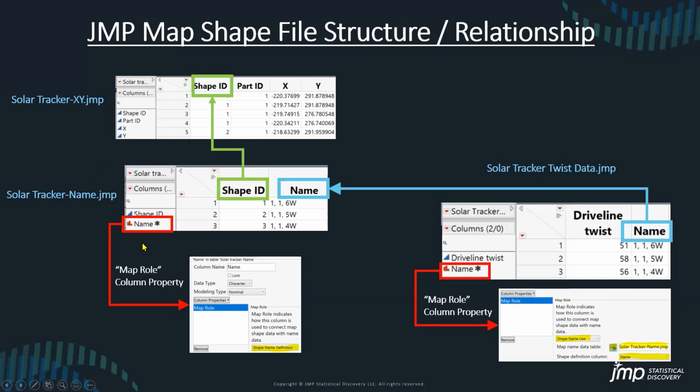Within the name file, we will create a map role column property that tells JMP, yes, this indeed is the file and the name that defines, you'll see here, shape name definition. Now your final file, of course, you need data. So this can be named anything, but we do need to tell JMP via another map role column property. We need to point it to this name file. So the connection is here.